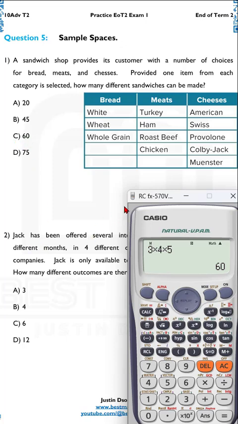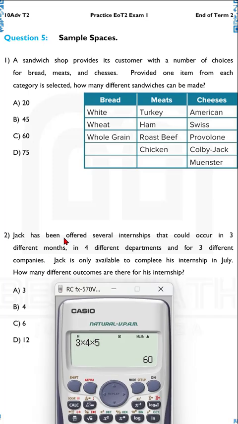What about the next one? Jack has been offered several internships that could occur in 3 different months, in 4 different departments, and in 3 different companies. Jack is only available to complete his internship in July. How many different outcomes are there for his internship? So he is not possible to go to all 3 months. He's only in July. That's 1 month only, not in 3 different months.